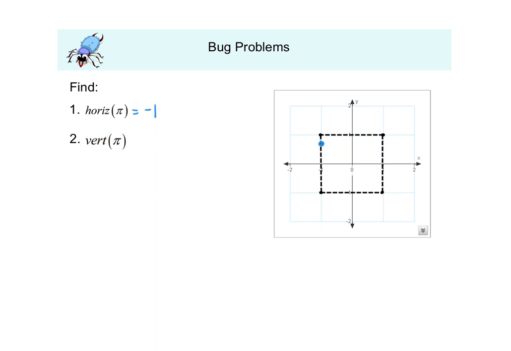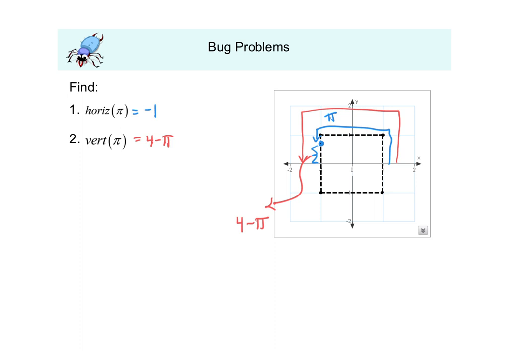So the vertical of pi, I've got to figure out. It took my bug pi seconds to walk that far, or it went pi units. What I'm looking for is this distance here. That's my vertical distance. From here around to there, it is 1, 2, 3, 4 units. So this will be 4 minus pi, and that is my vertical of pi.